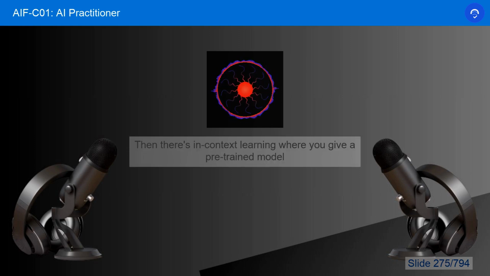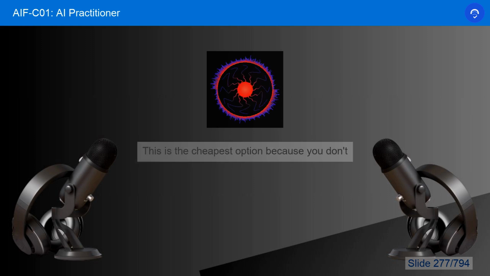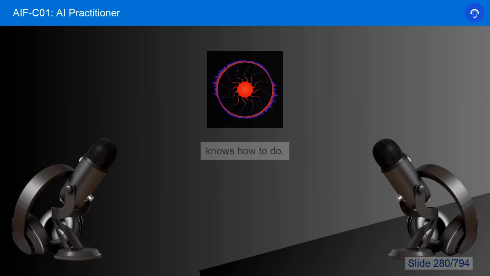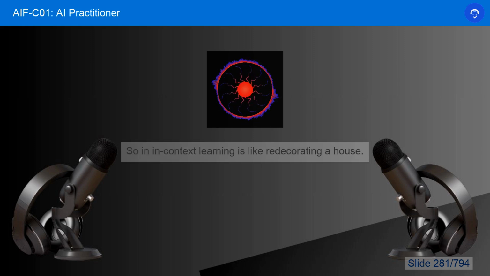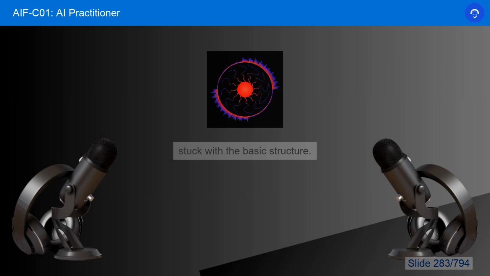Exactly. Then there's in-context learning, where you give a pre-trained model some examples to guide its behavior. This is the cheapest option because you don't need to train the model, but it's not as flexible because you're limited to what the model already knows how to do. So in-context learning is like redecorating a house. You can make some changes, but you're stuck with the basic structure.